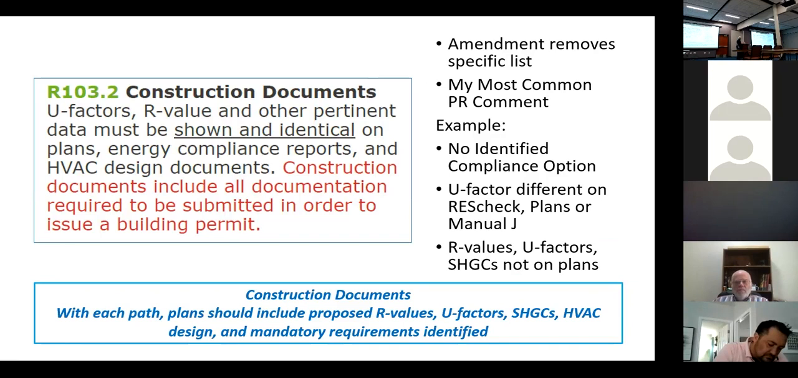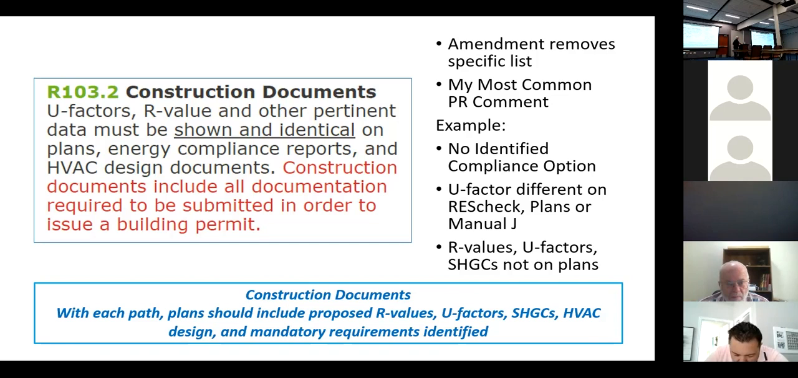I already mentioned this, but construction documents, and when you see something in the box with the green text at the code section, I've just snipped it out of there. State amendment says construction documents include all documentation required to be submitted in order to issue a building permit. U factors, R values, and other pertinent data must be shown and identical on all plans, energy compliance reports, and HVAC documents. My most common plan review comment has been in the past, no identified compliance option.